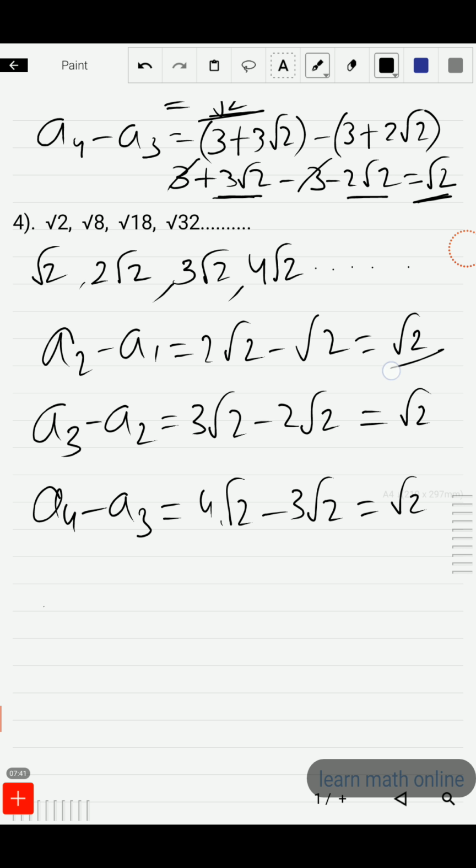So the common difference is the same, which is root 2. So these numbers will also form an AP. Don't just look at the numbers and say it will not form an AP. First we should simplify. So these were a few problems.